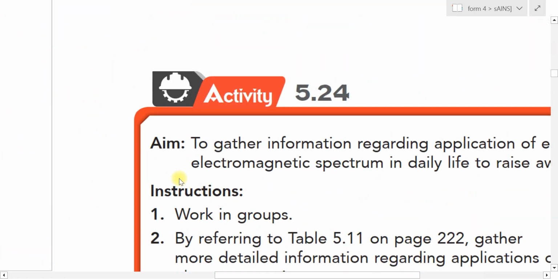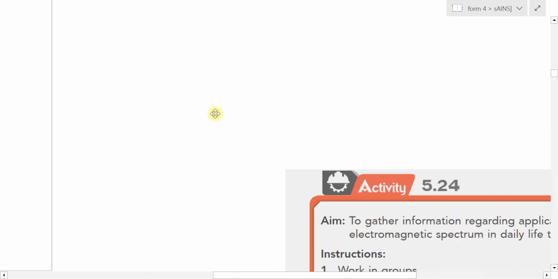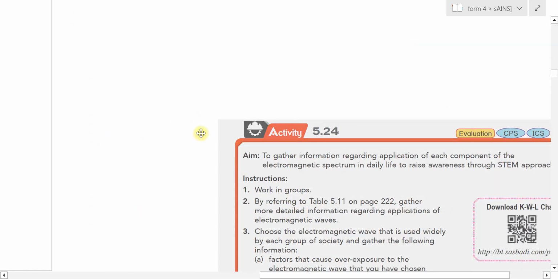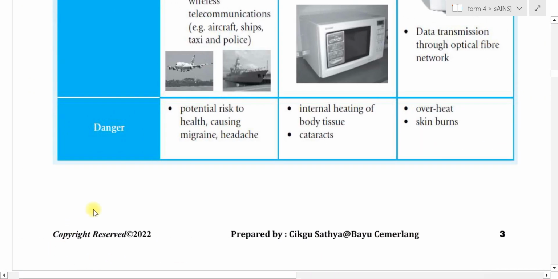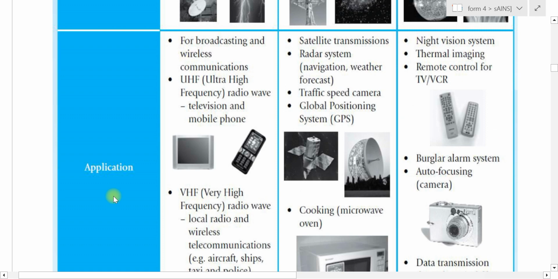Okay, kejap. Saya kecilkan dulu sikit. Factors that cause overexposure to the electromagnetic that you have chosen. Potential harmful effect due to the exposure of the EM wave. Step needed to be taken to reduce the exposure. Maksudnya kita kena tahu apa danger exposure of EM kita. So I give you all the examples here.